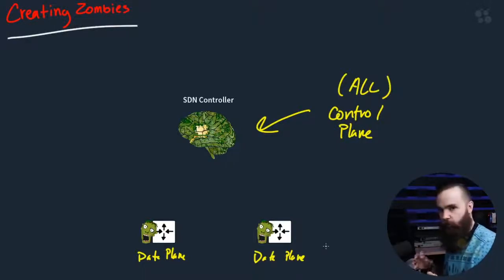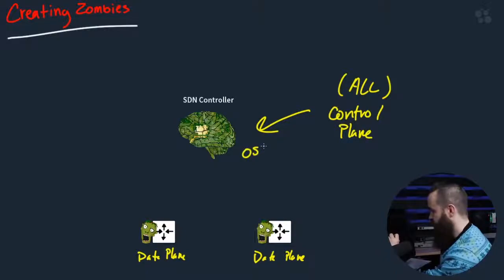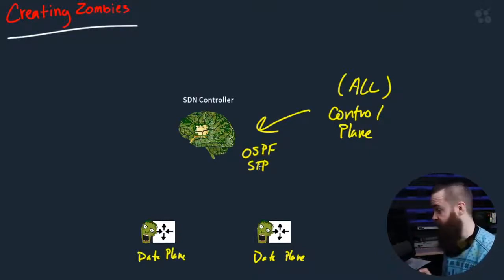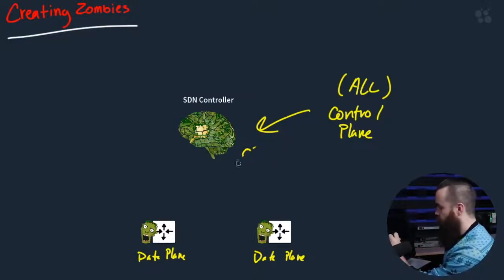But the SDN controller controls that logic of how the data flows. So up here lives OSPF. Up here lives spanning tree. All that logic, all that control no longer belongs to the routers or the switches. It's all up there. Now, this is a complete control takeover.